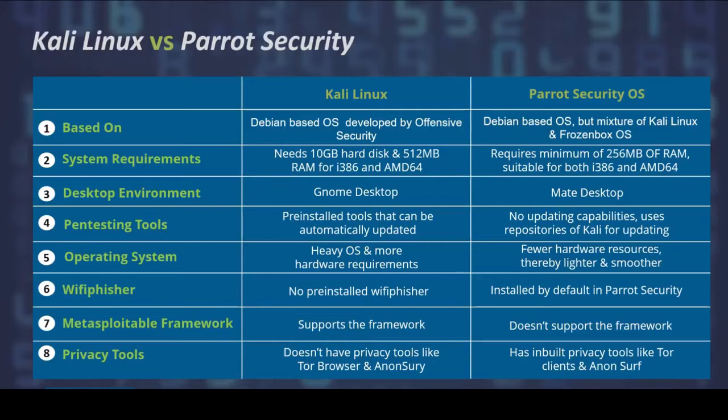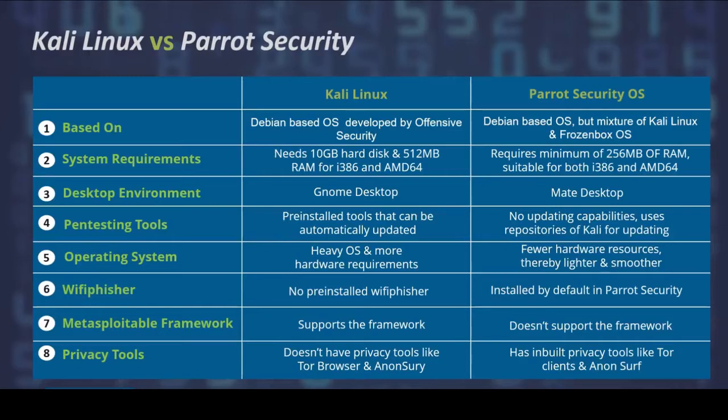Kali Linux has no pre-installed WiFiPhisher, whereas Parrot Security has it. Kali doesn't have privacy tools like the Tor client and AnonSurf, while Parrot Security has inbuilt privacy tools such as the Tor client and AnonSurf. Kali Linux supports the Metasploit framework, whereas there's no support for the Metasploit framework in Parrot Security OS. These are certain basic differences between Kali Linux and Parrot Security. Based on this, you can consider these factors when choosing the Linux distro that suits your purpose.